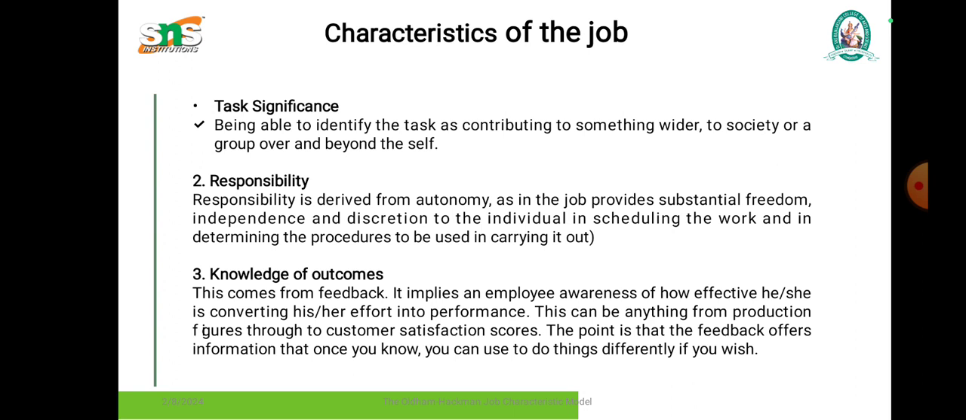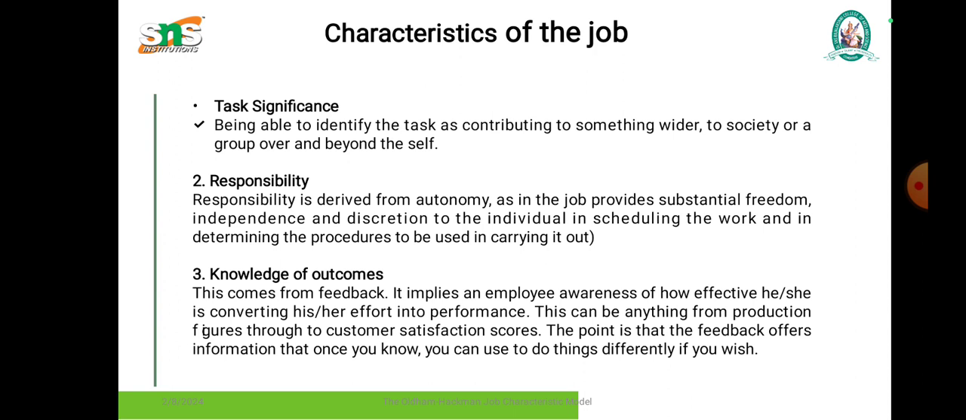The second type of characteristic of the job is responsibility. Responsibility is derived from autonomy, as in the job provides substantial freedom, independence and discretion to the individual in scheduling the work and in determining the procedures to be used in carrying it out.